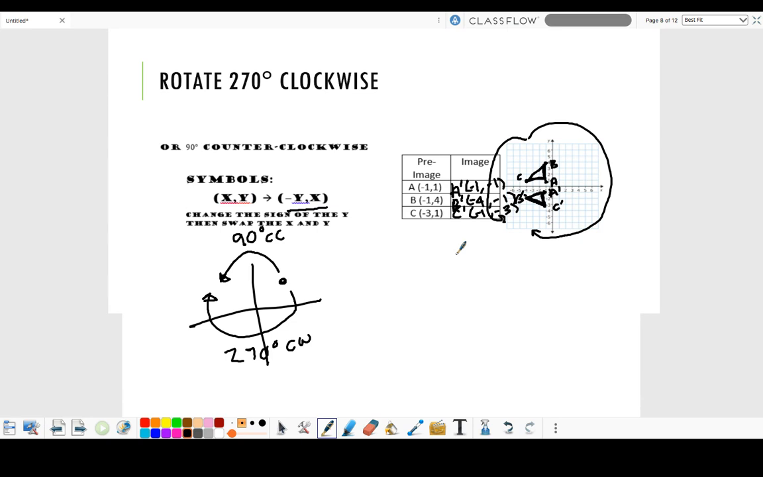All right, so those are our 3 types of rotations. The only other one that I want to mention is if you were told to rotate something 360 degrees, then you would end up in the same spot, right? So 360 degrees just puts you right back where you started. So those are our different rotations.